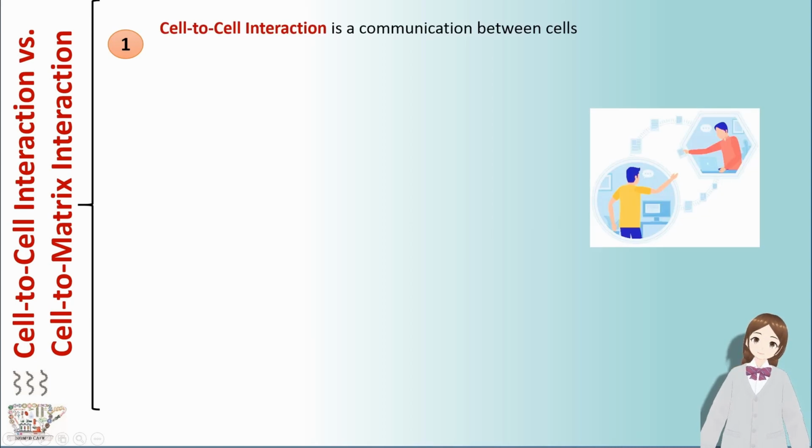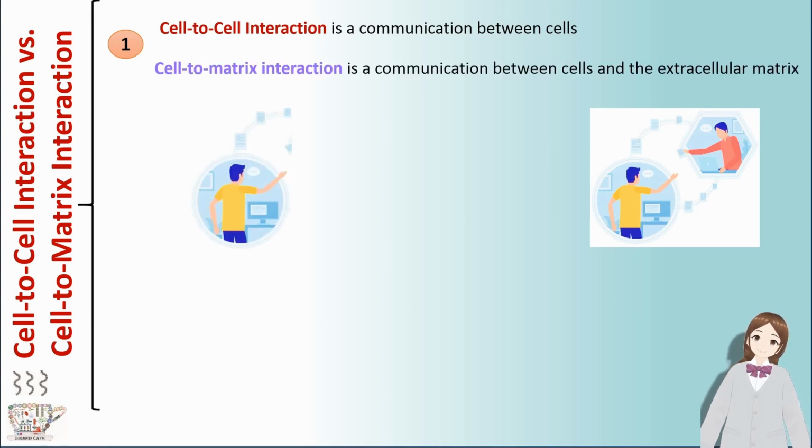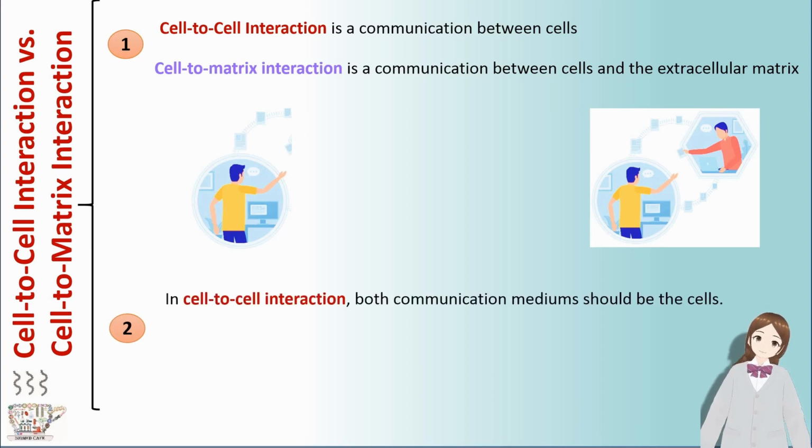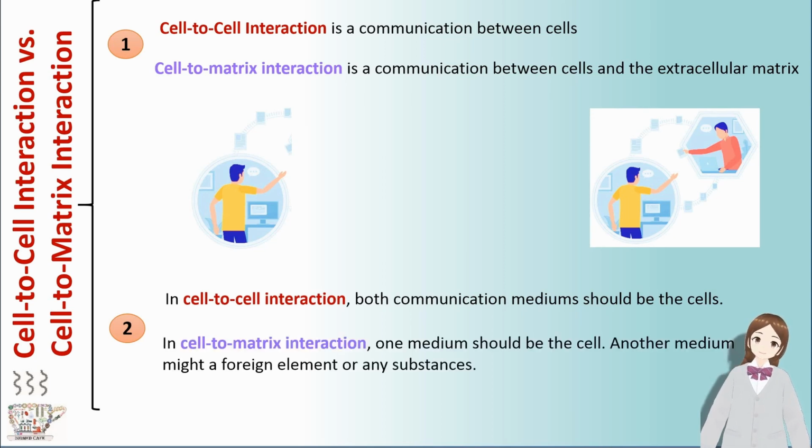1. Cell-to-cell interaction is a communication between cells. But cell-to-matrix interaction is a communication between cells and the extracellular matrix. 2. In cell-to-cell interaction, both communication mediums should be the cells. But in cell-to-matrix interaction, one medium should be the cell, another medium might be a foreign element or any substances.